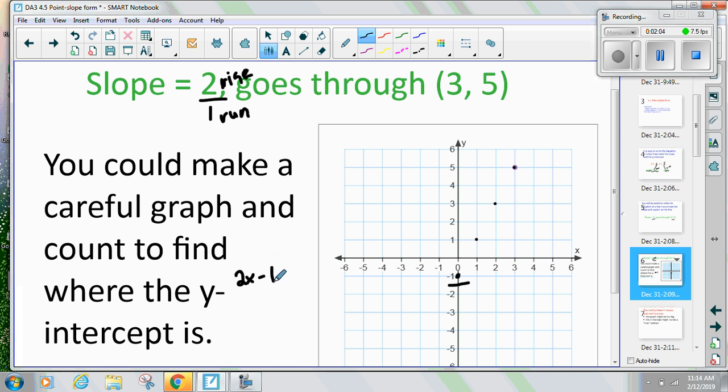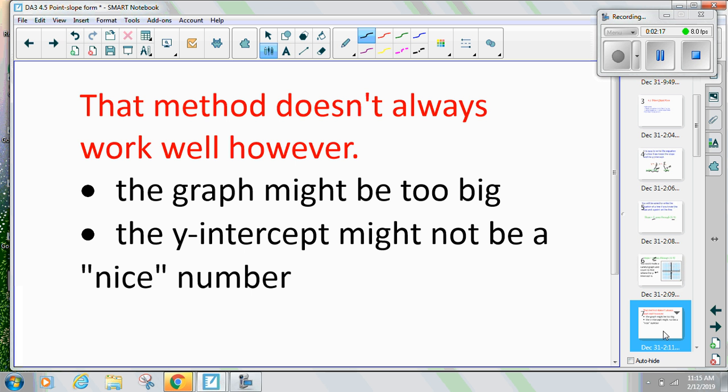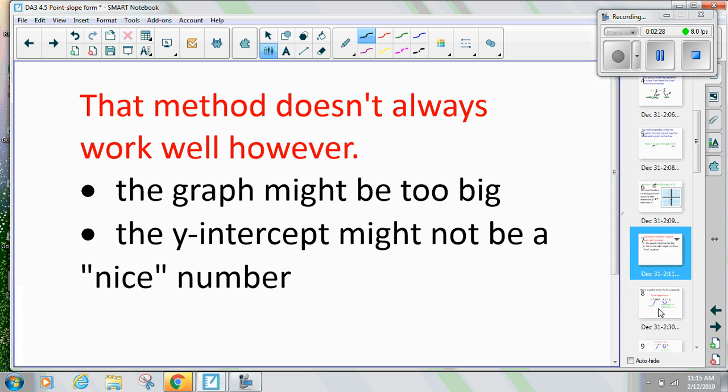I could do that, but what if my y-intercept ends up being somewhere between -2 and -3, and I don't know exactly where that is? That's going to be a decimal, and I can't just guess. What do I do from there? There are some times when I can't just use that slope. The graph might be too big. My values might not be friendly. The y-intercept might not go through a whole number. So again, what do I do from there?